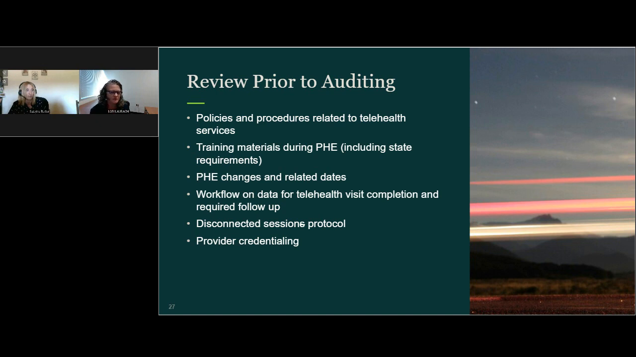What's your protocol for disconnected sessions, where you have a patient on video and suddenly they lose their data or they lose access to talking to you via video? What do you do? What's the protocol? How is it supposed to be coded, and how is it tracked that way? And then just the whole provider credentialing, which we beat up on, but really understanding who the providers were during the PHE and during the period that you're looking at, and then when did they leave, so that we understand from the data what's going on.